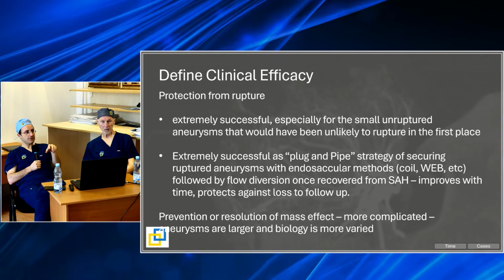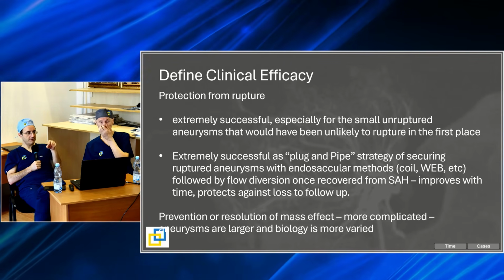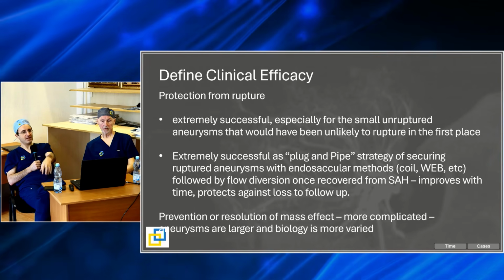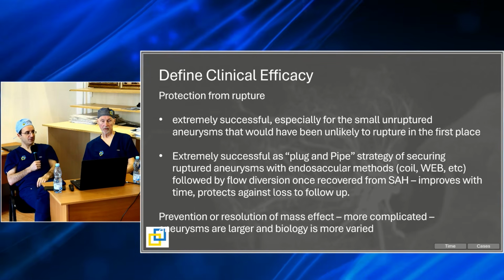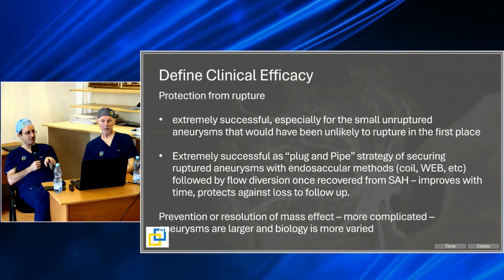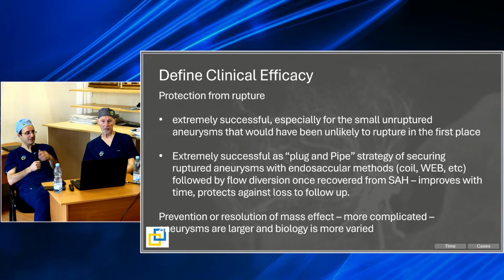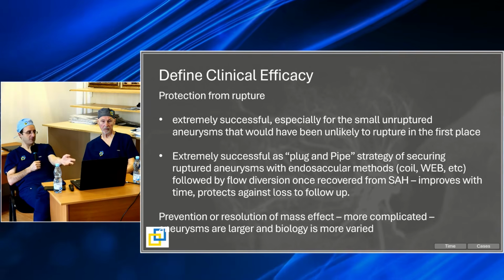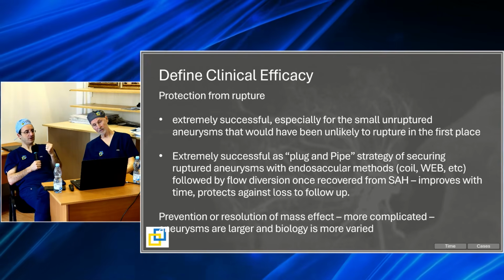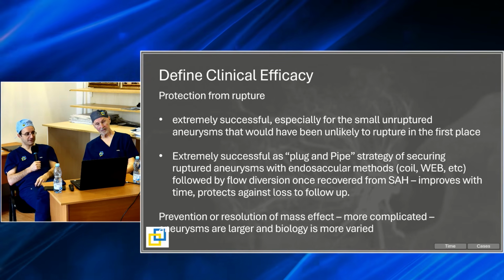Now, for ruptured aneurysms, at least in how we work, many times for the endovascular approach, we have what's called the plug and pipe technique. A ruptured aneurysm is secured with some sort of endosaccular treatment, coils or web or whatever you want to put inside. Once the patient recovers from their subarachnoid hemorrhage, we then use a pipeline or another flow diverter to secure the aneurysm against recanalization and recurrence, which is the problem with coiling specifically, and with other methods too.